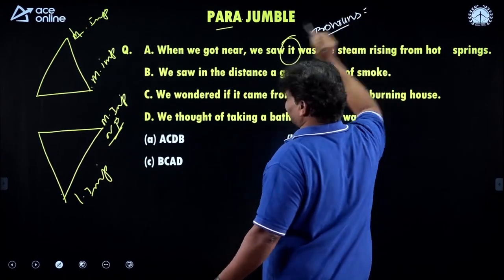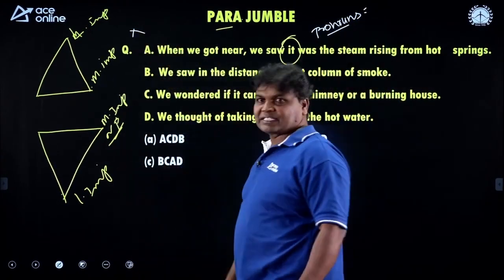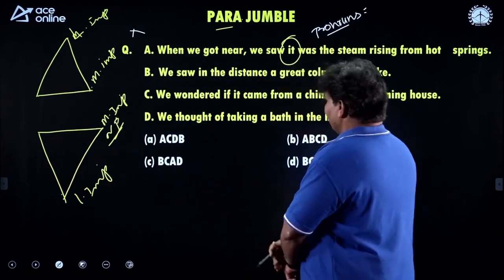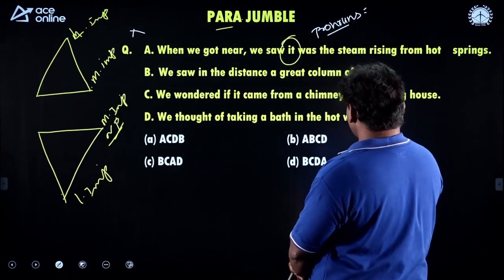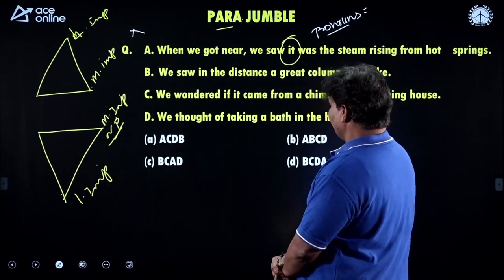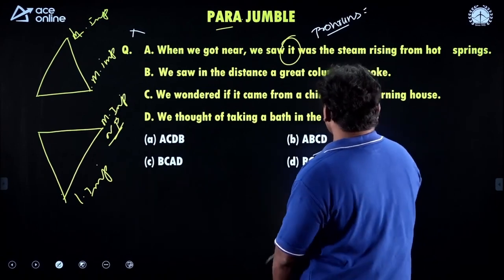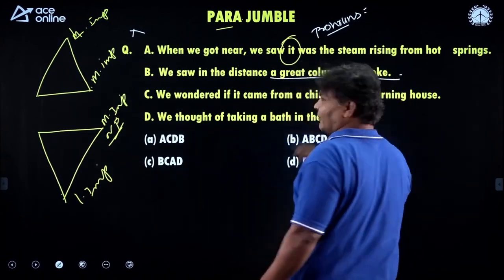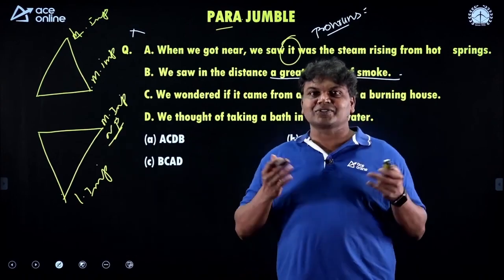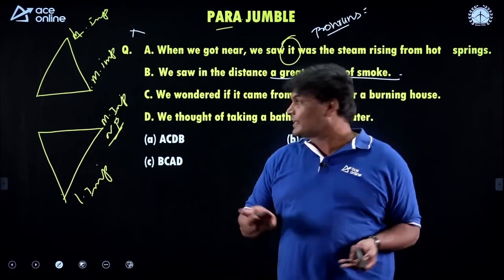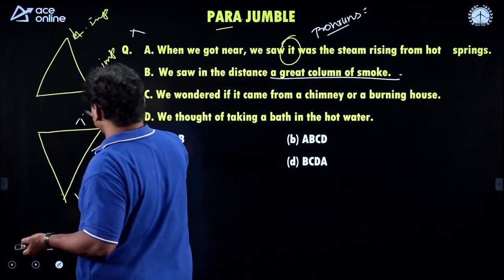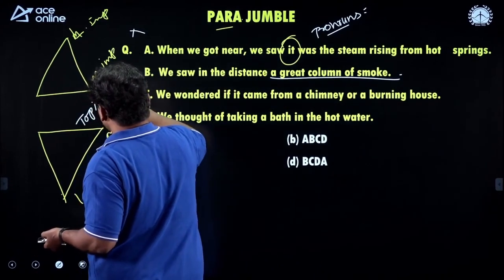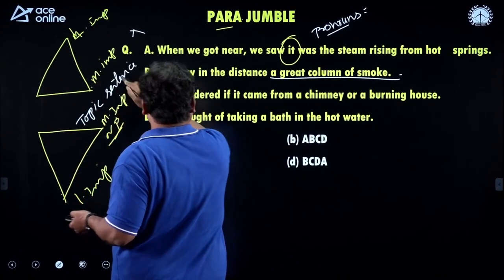So this is not your first sentence. That cannot be. We saw in the distance a great column of smoke. Okay. We saw in the distance a great column of smoke seems to be sensible. I call it a topic sentence, students. Topic sentence is the most important. I'm just getting some sense now.